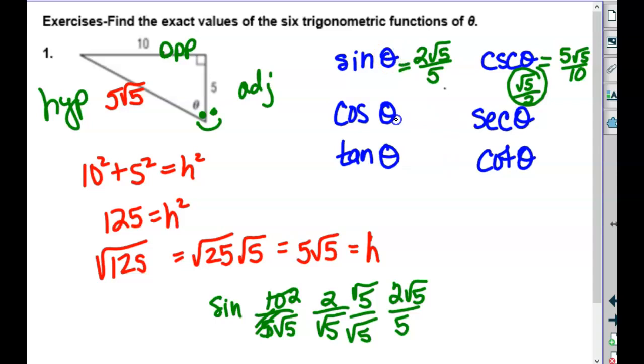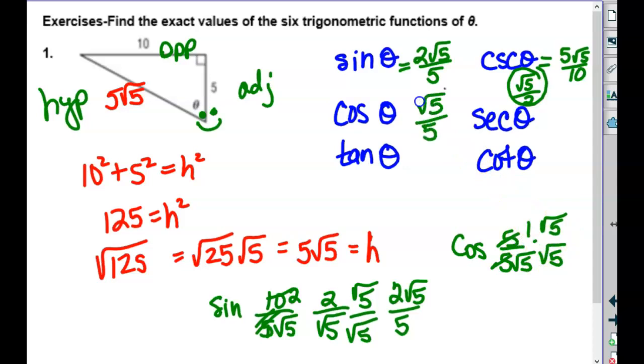Okay, cosine is adjacent over hypotenuse. It's 5 over 5 square roots of 5. What happens there? Oh, wait, yeah, that's right. Okay, sorry. Yes, it's 1 over the square root of 5, which when you rationalize becomes square root of 5 over 5.